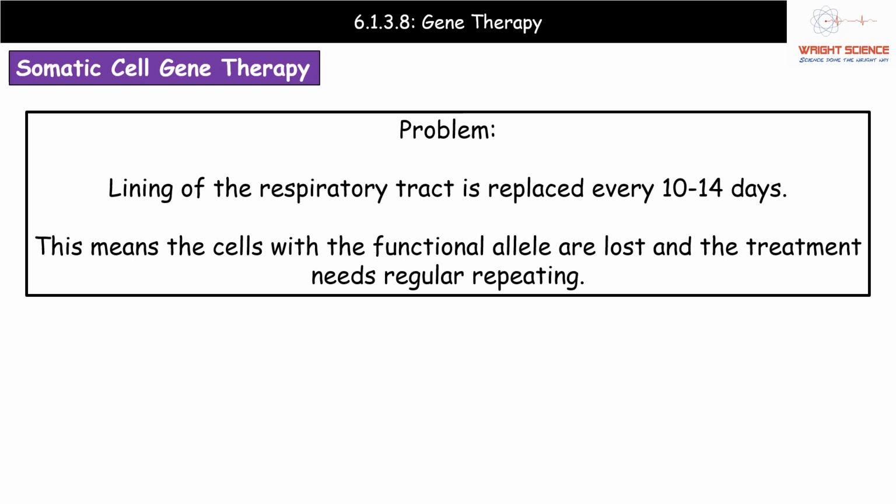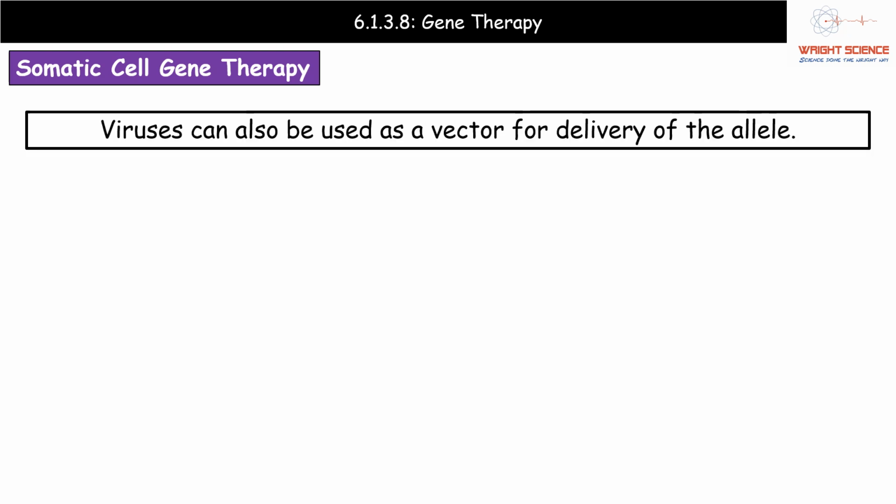So basically any of these treatments for our somatic cell gene therapy need this repeated exposure to that functional allele. And obviously depending on which particular aspect of the body we're talking about will determine how regularly these treatments will need repeating. The other option for delivery aside from our liposomes is using a virus delivery system. So we can use these viruses as a vector for delivering that allele.